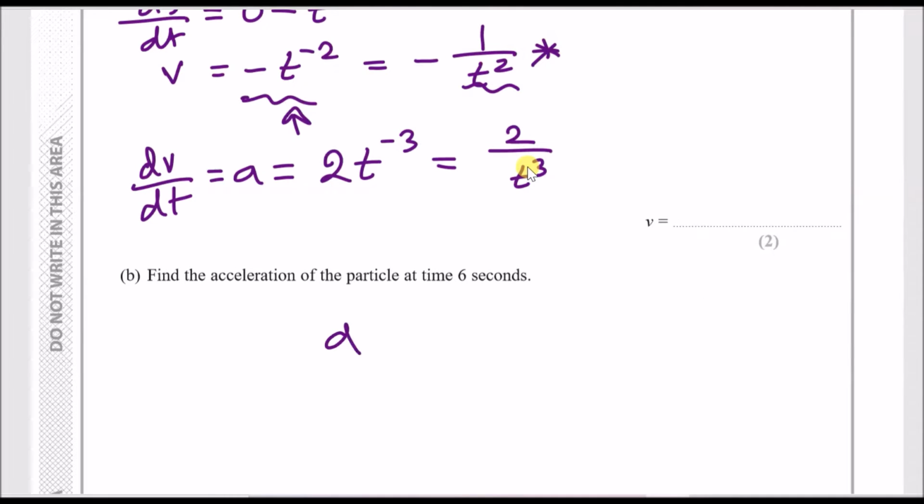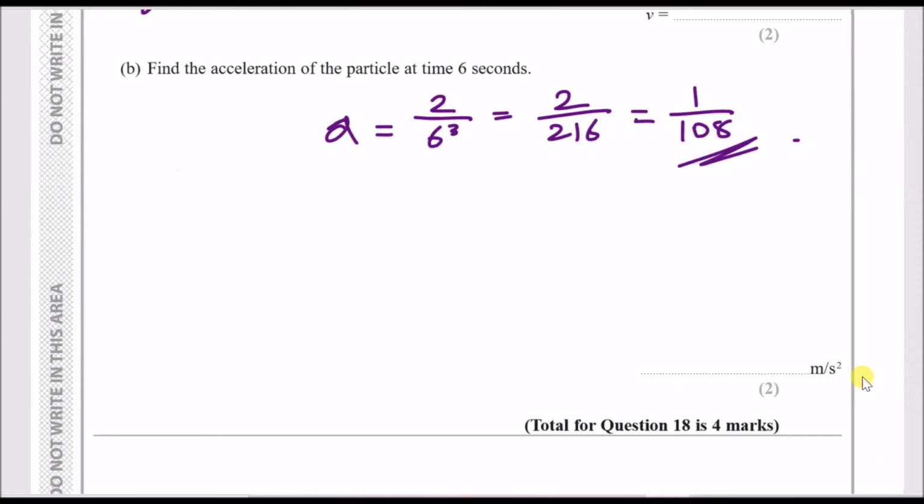So we say the acceleration is 2 over 6 cubed. And put that in a calculator, guys, and you should get 2 over 216. And this is the same as 1 over 108. So yeah, I think this should be your final answer, and that's it.